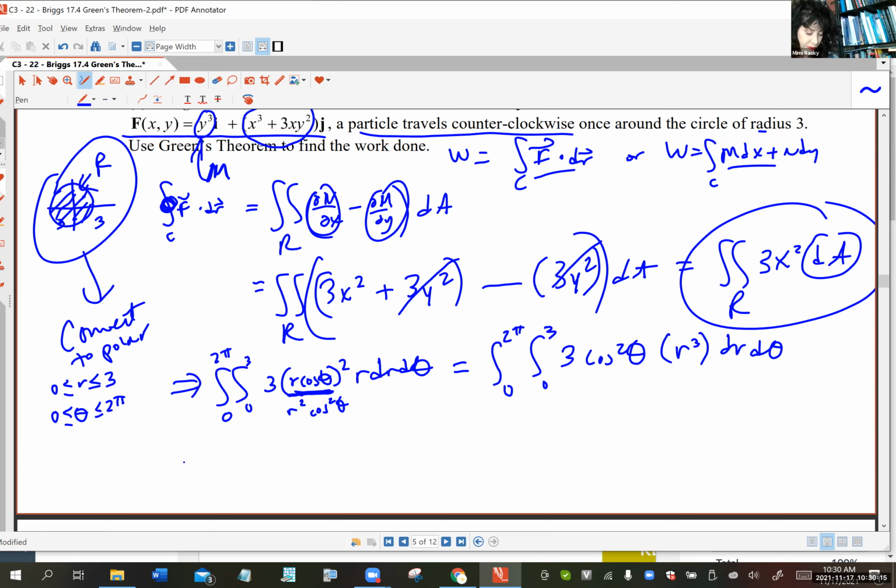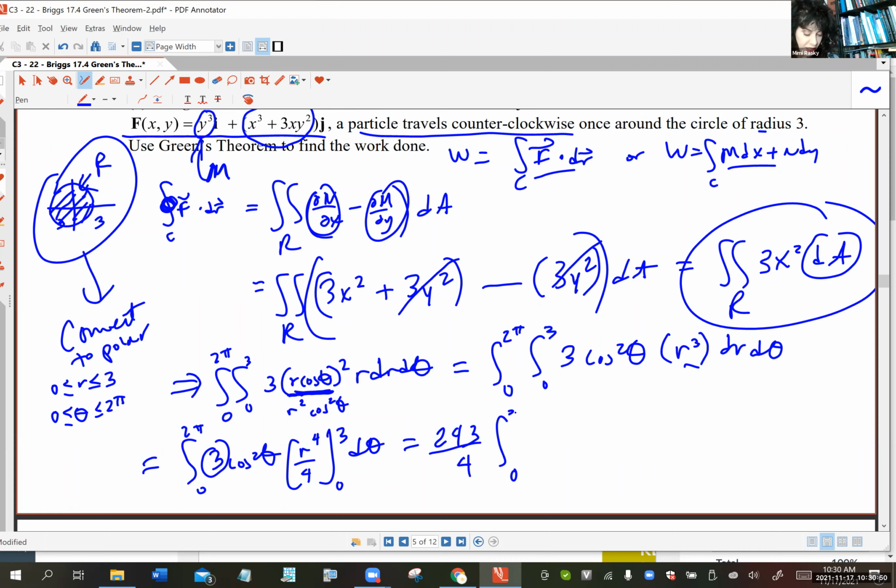Fine. So we don't need any u sub in this yet. So the antiderivative of r cubed with respect to r is r to the 4th over 4. And we're going to evaluate that between 0 and 3. And that becomes, 3 to the 4th power is, sorry, 81. But then we got an extra factor of 3 here. So 81 times 3 is 243. So I'm just going to pull out that constant multiple.